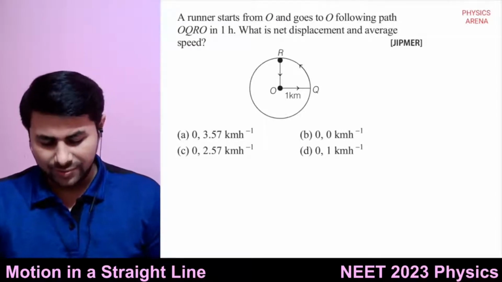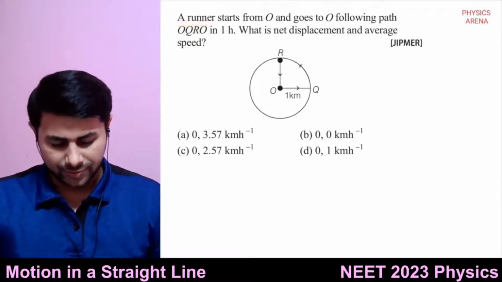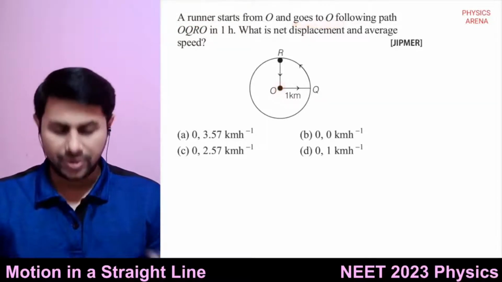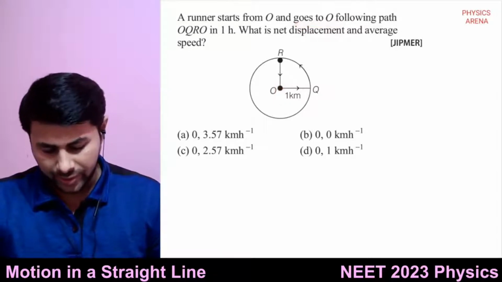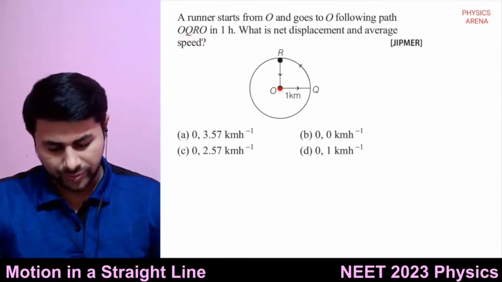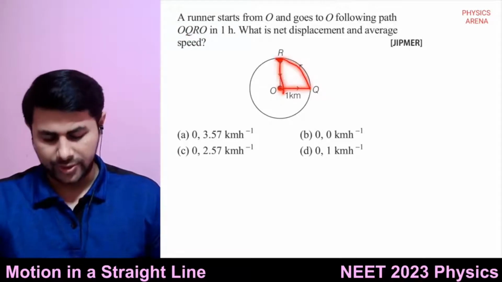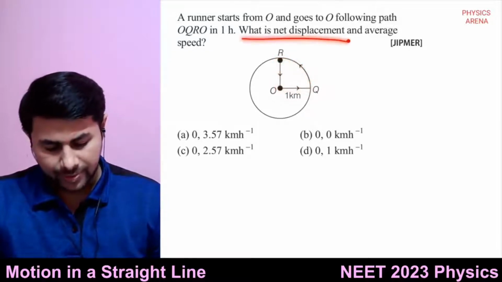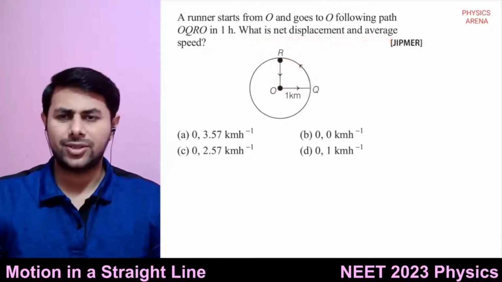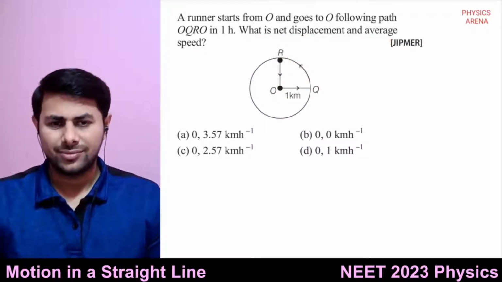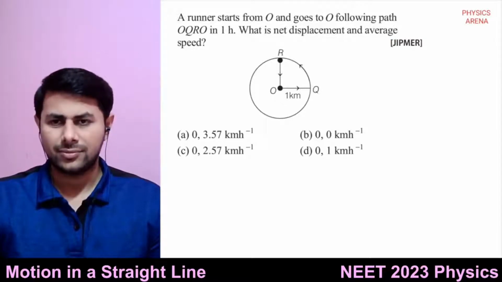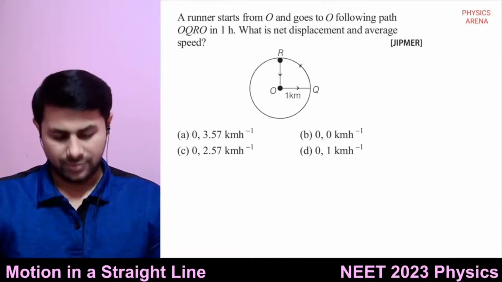Next question is similar. A runner starts from point O and goes back to O, following the path O, Q, R, O. So he or she moves from this point to this point to this point to this point, O, Q, R, O, in 1 hour. What is the net displacement and average speed? This is the question. Tell me. Displacement is 0. Okay, and average speed?